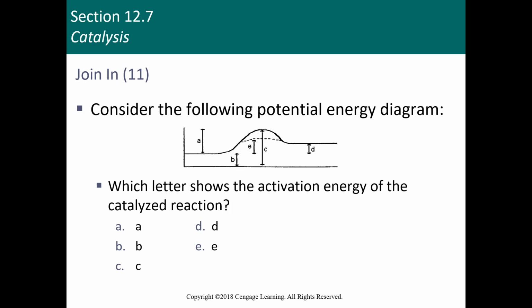Consider the following potential energy diagram. Which letter shows the activation energy of the catalyzed reaction? So that obviously has to be E right here, right? This is the catalyst, it is reducing the activation energy. And so the activation energy after the catalyst is this right here.